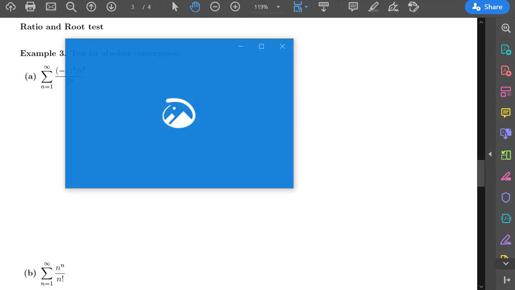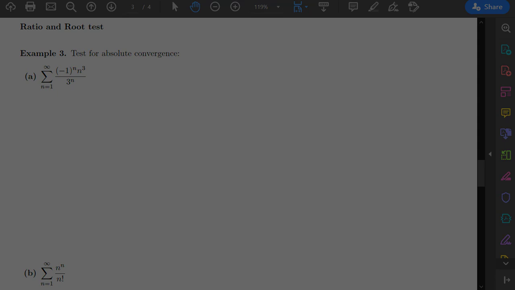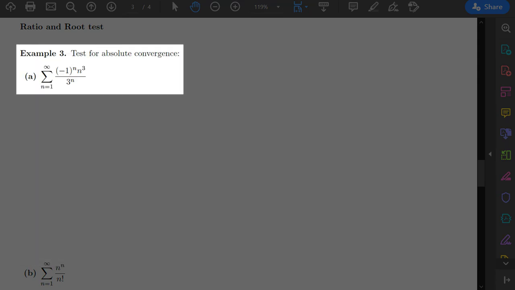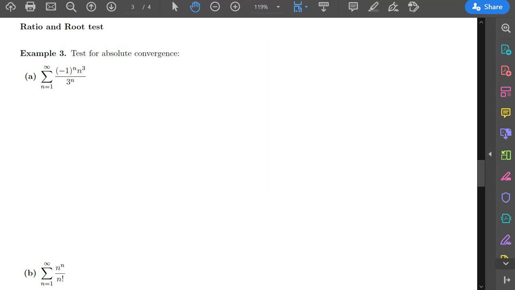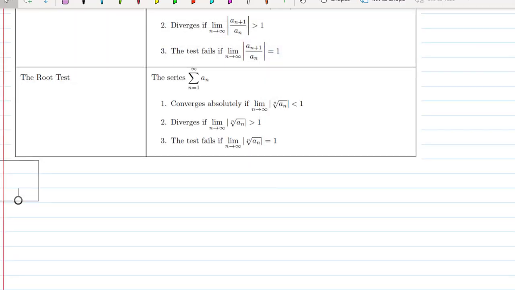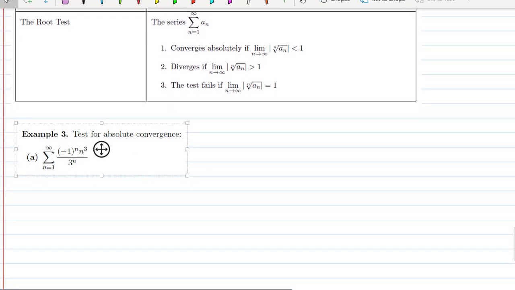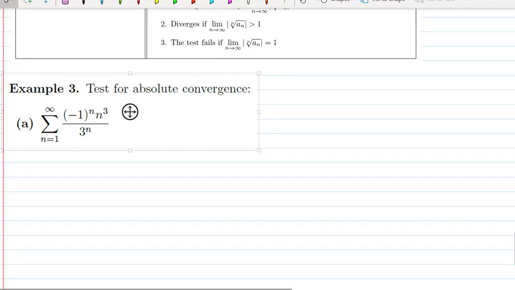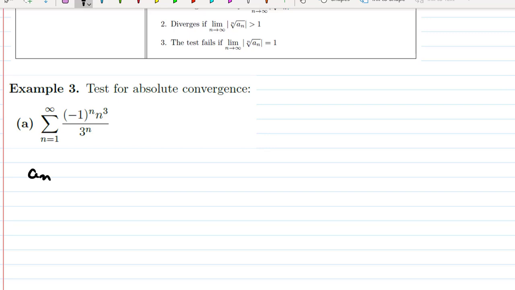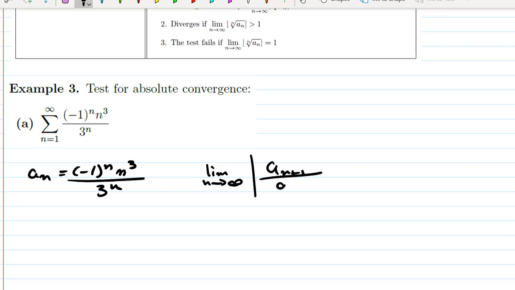So let's go ahead and take a look at our next example. Test for absolute convergence. We have our a sub n is (-1)^n n cubed over 3^n. And we need to evaluate the limit as n goes to infinity of the absolute value of a sub n plus 1 all over a sub n.